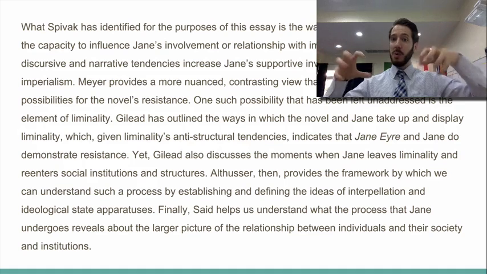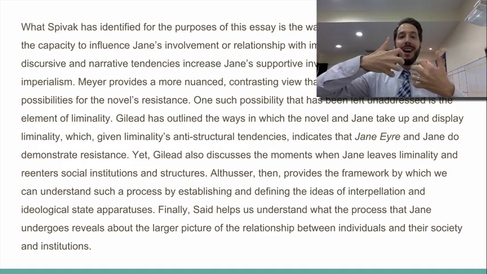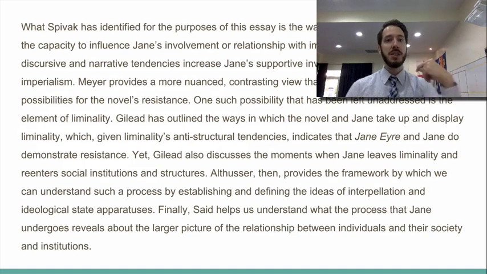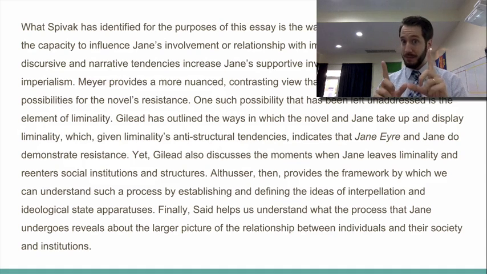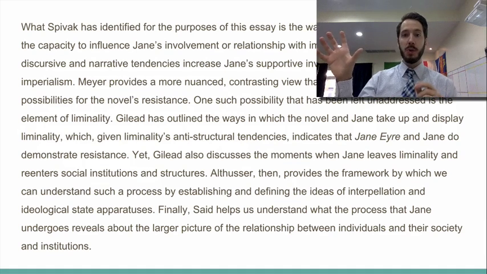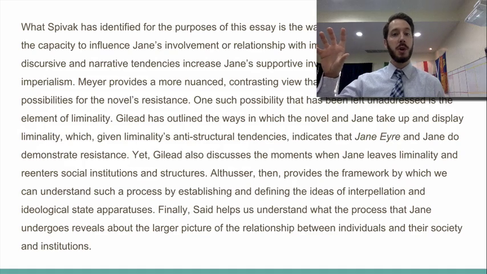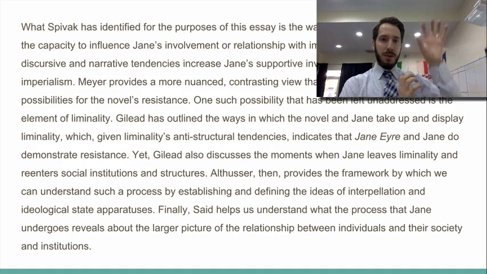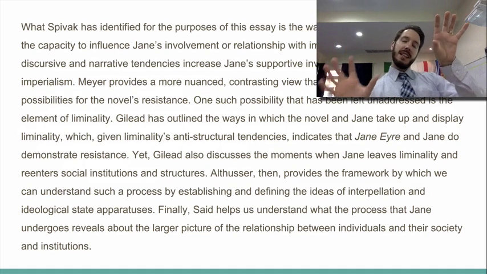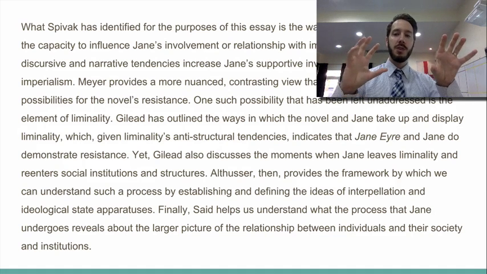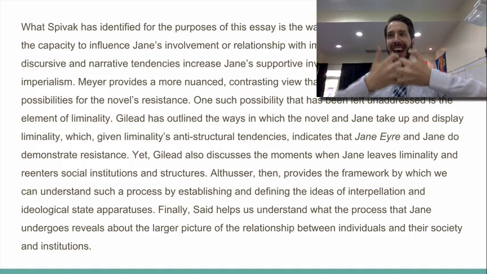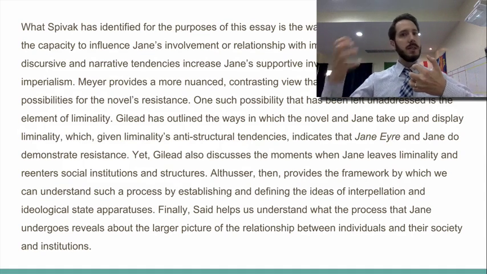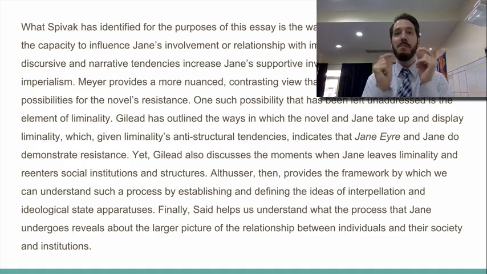Althusser then, so another source, provides the framework by which we can understand such a process that she just mentioned in the previous sentence by establishing and defining the ideas of interpellation and ideological state apparatuses. Finally, Said, another source, helps us understand what the process that Jane undergoes reveals. So, here's the process from Althusser, and here's what Said says that reveals about the relationship between individuals and their society and institutions. Every single one of those sources is connected together to try and prove this author's main claim. Now that is amazing synthesis.